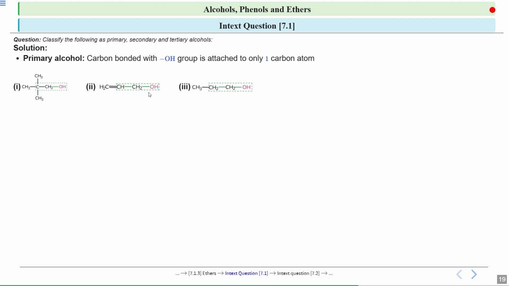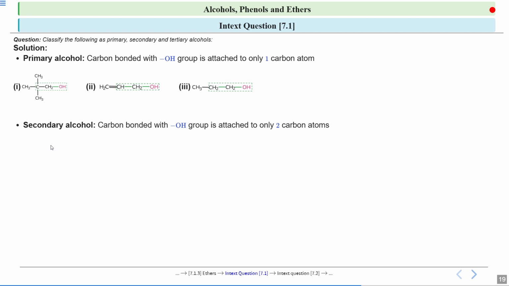But still, we only have to classify the alcohol on the basis of the nature of the carbon at which the hydroxyl is present, that means primary, secondary, and tertiary. On that basis, the second part has CH2 double bond CH, CH2OH. The hydroxyl group is attached to a carbon which is attached to only one other carbon. So this is also a primary alcohol. Now the third structure, CH3, CH2, CH2OH, butanol, right? Hydroxyl is present at this carbon and this carbon is attached to one other carbon. So this is also a primary alcohol.